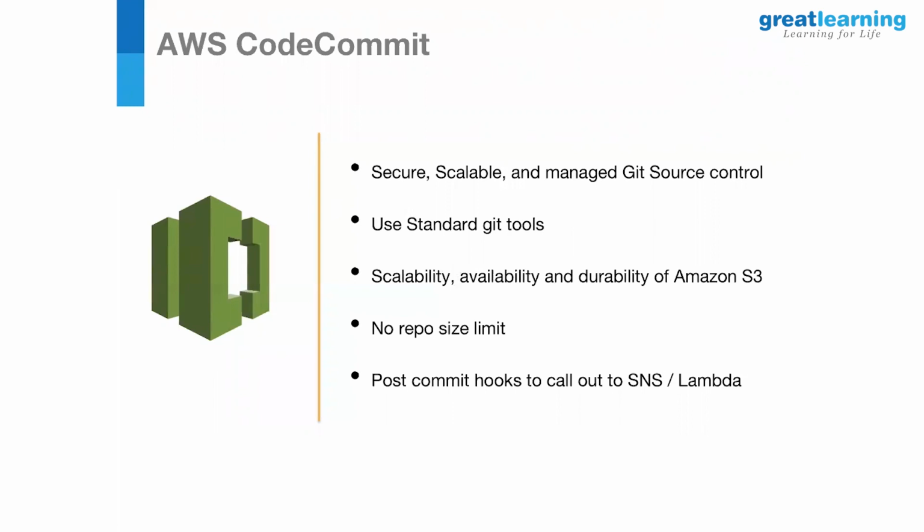In CodeCommit, both data in transit and data at rest are encrypted using AWS managed keys. Most importantly here, there is no size limit on the repos and also no restrictions on the number of repos that can be created in your AWS account. And you can have post-commit hooks to call out SNS or Lambda functions that can be configured in your CodeCommit repository.